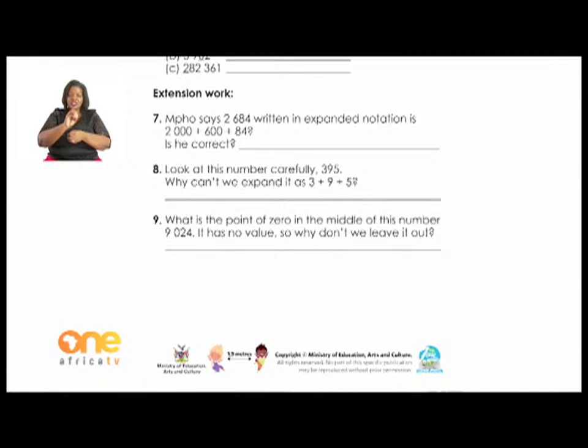The last one: what is the point of 0 in the middle of this number, 9024? It has no value, so why don't we leave it out? So you have to give a reason there.